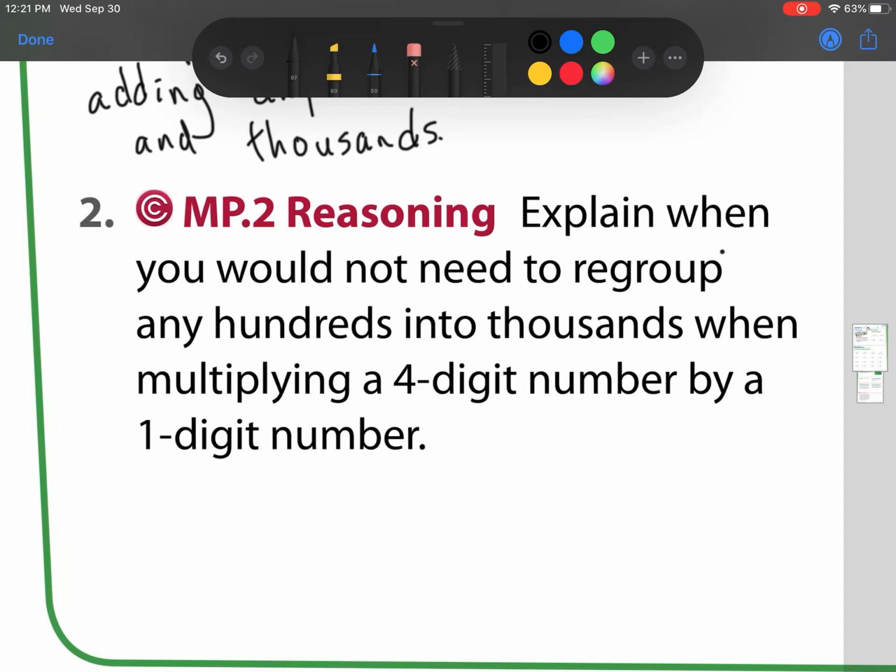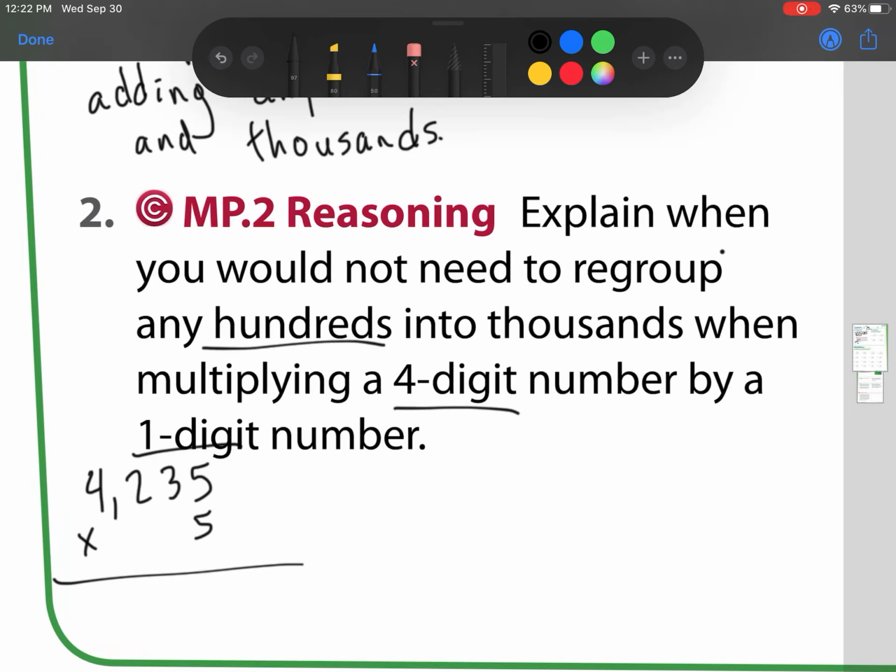Now question number 2, it says explain when you would not need to regroup any hundreds into thousands when multiplying a 4-digit by a 1-digit number. So just so we can see an example, here's a 4-digit number, 4, 2, 3, 5, times a 1-digit number. So it's asking me, when would I not need to regroup any hundreds? Well, notice here's my hundreds.